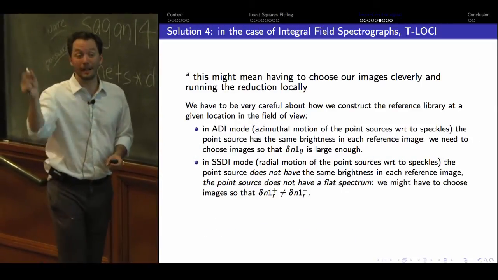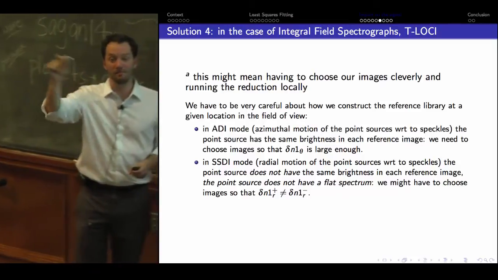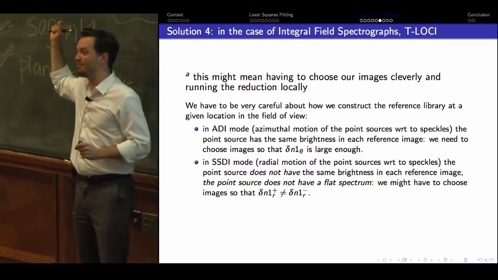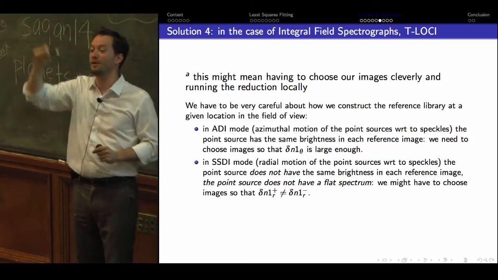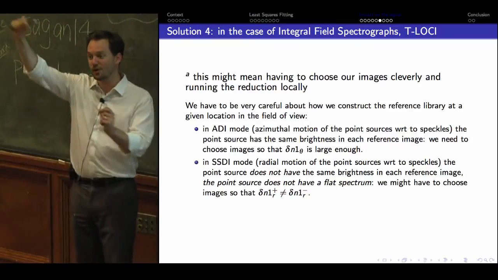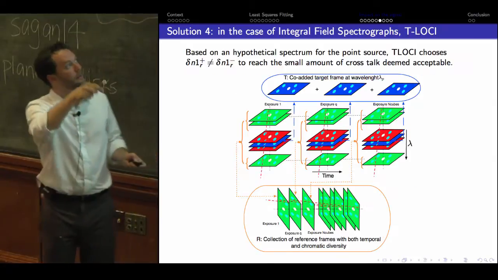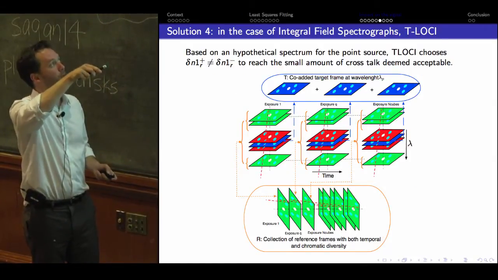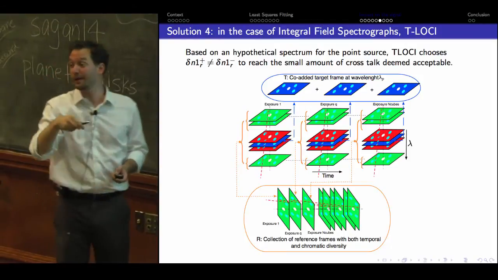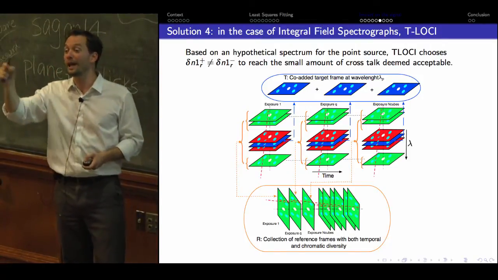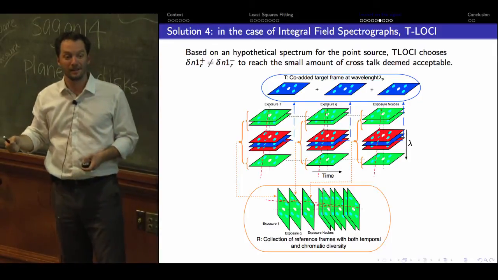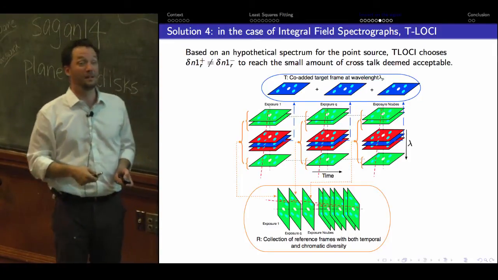But this is actually really important. In ADI, you can get away with some sort of contamination and calibrating it because the planet is the same brightness in each reference image. Once you start playing with wavelength, you have to really choose carefully which image you're using in your reference library, because what's underlying in the contamination is actually the spectrum, the signal you're trying to extract. So it's becoming kind of a nightmare.